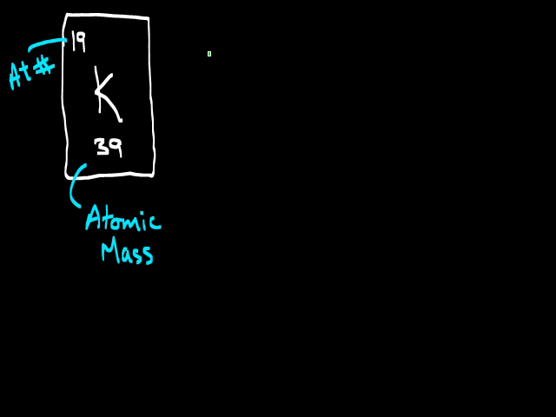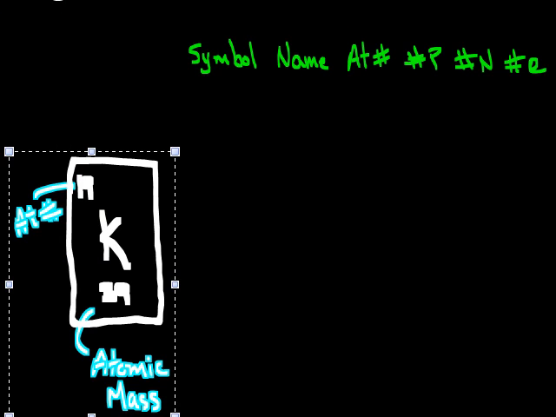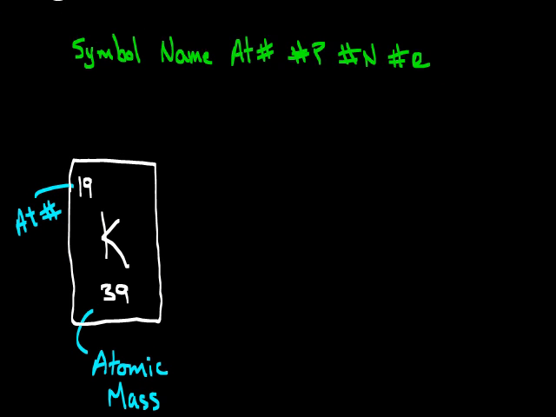So the symbol K would be for potassium. Often on a test, I'll have a little table, and it'll be labeled with symbol, maybe the name, the atomic number, then the number of protons, then the number of neutrons, and then the number of electrons. That, along with the atomic mass.